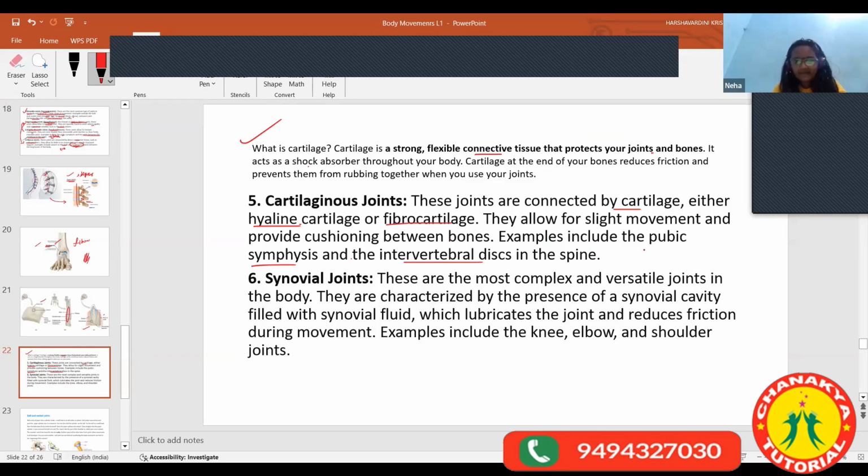So this picture, I'm not getting the pubic one. Wait.